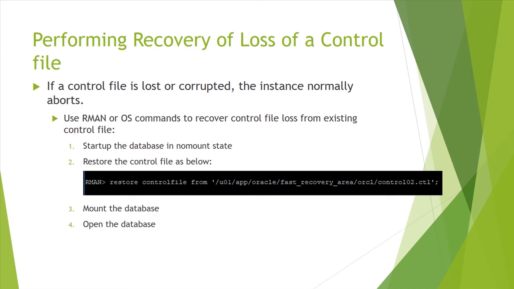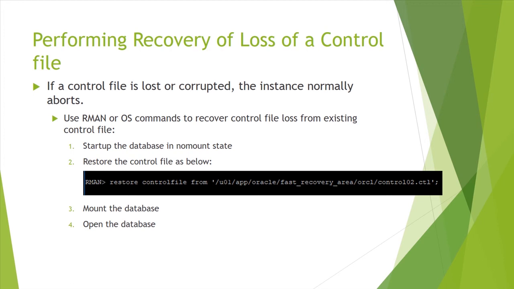So how do you use RMAN to recover from loss of a control file? You can start up the database in no mount state. Because you lost one of the control files, you cannot bring your database to the mount state, so you have to put it in no mount state, and you can use either copy and paste from the operating system or the RMAN command restore controlfile. In case you have an ASM disk group, the best way to recover from loss of the control file is by using RMAN restore controlfile.